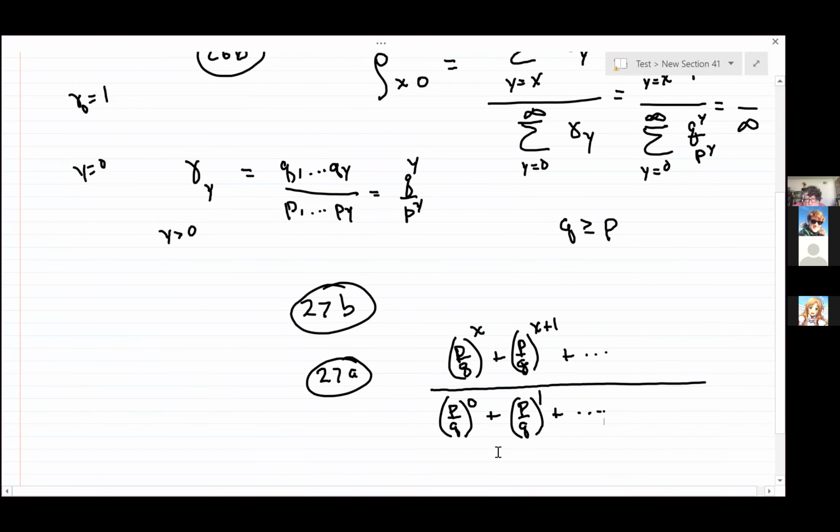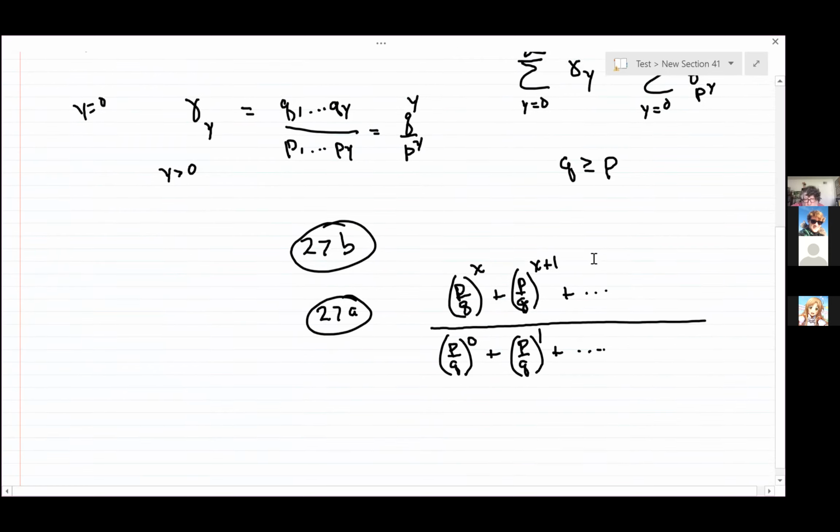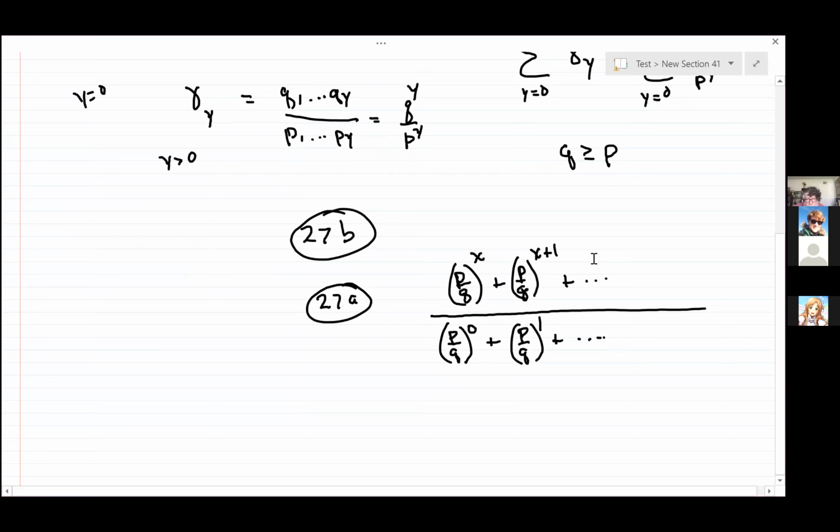But in this case, P over Q, let me see. Oh, no, okay, actually, this is the easy case, my bad. Because P over Q, what are we assuming? We're assuming for part A that Q is greater than or equal to P.